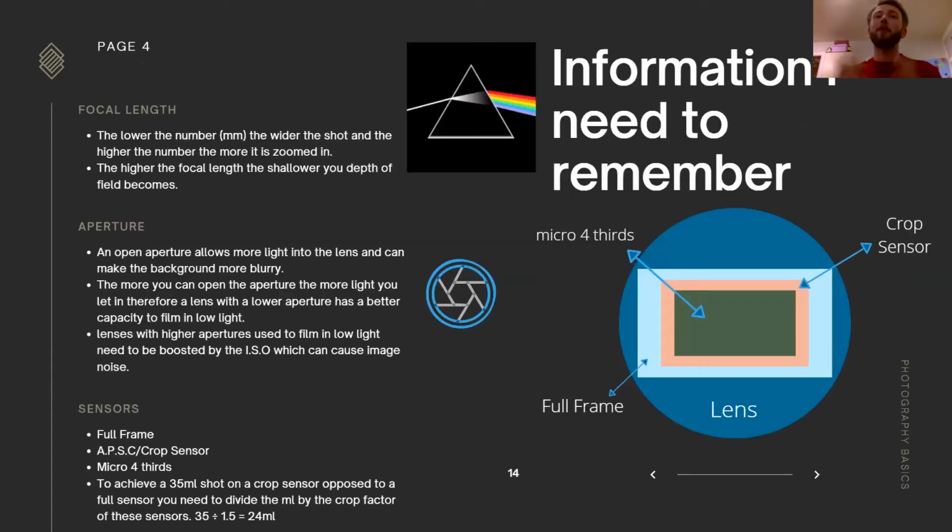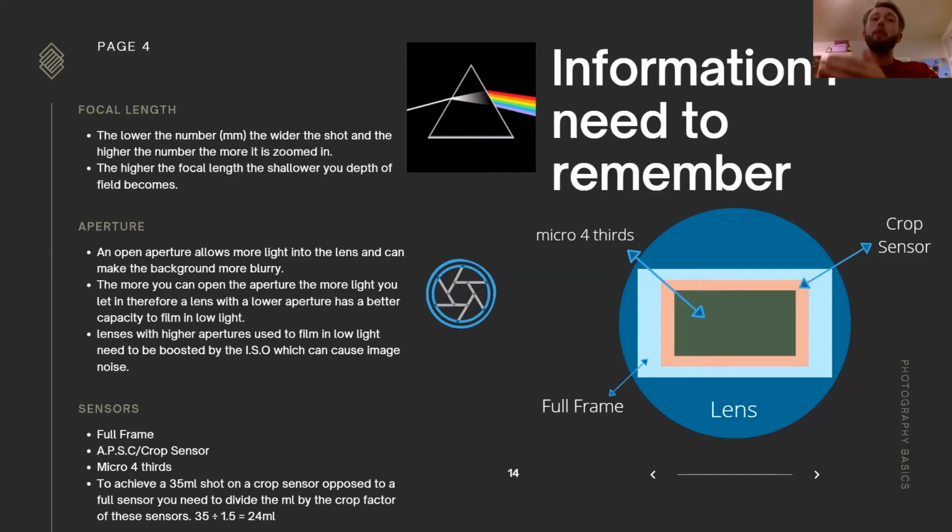Information I need to remember when filming: focal length is pretty much the millimeter. The lower the number, the wider the shot, and the higher the number, the more it is zoomed in. You know what I mean? Basically, the higher the focal length, the shallower the depth of field becomes. So the more you zoom in, the more the background will become blurry, and the more bokeh you can achieve.